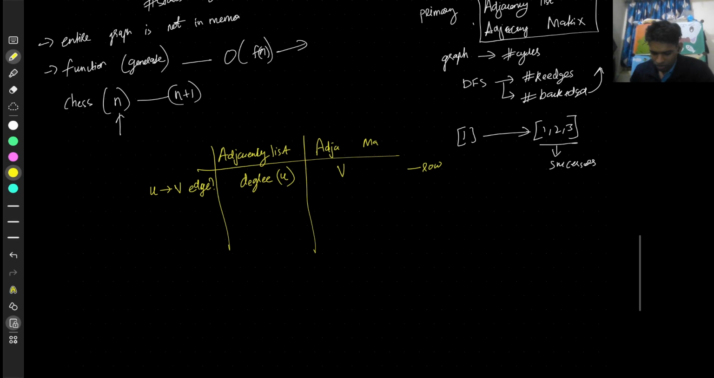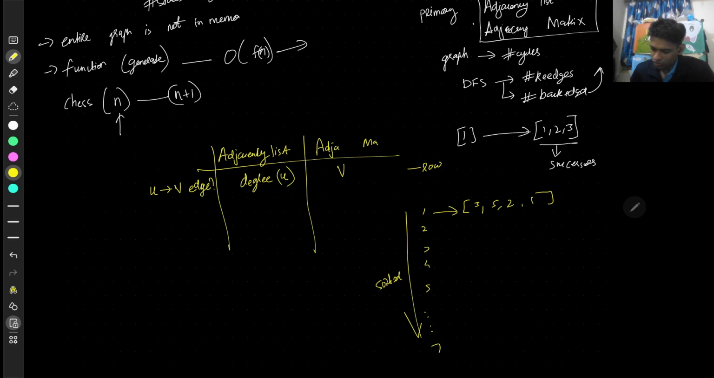So where am I going wrong? An adjacency list is like vertex 1, vertex 2, vertex 3, vertex 4, vertex 5, something like this. It is an ordered list. This thing is sorted, but inside each entry it is not sorted. It might be 3, 5, 2, 1, something like that.